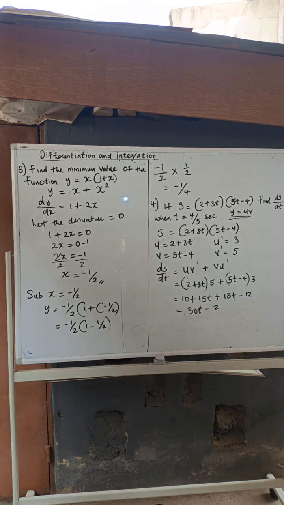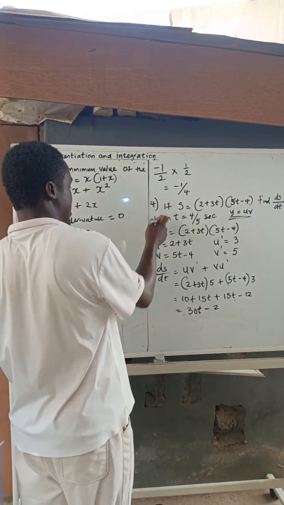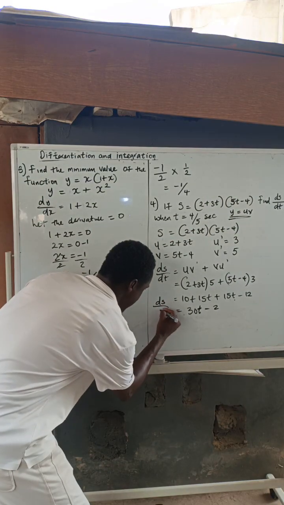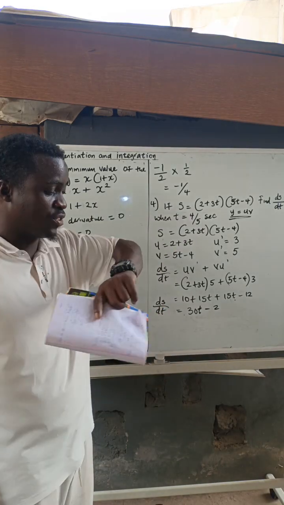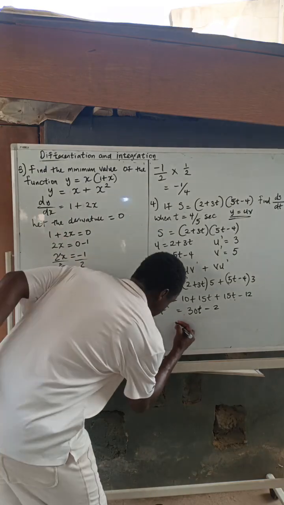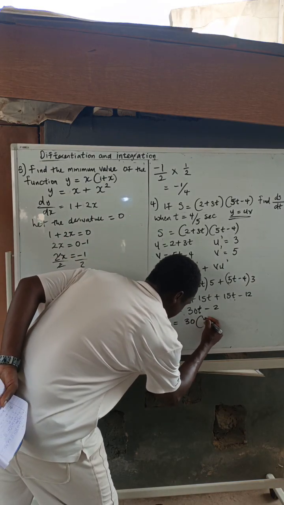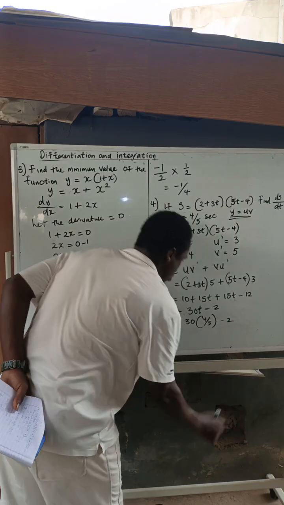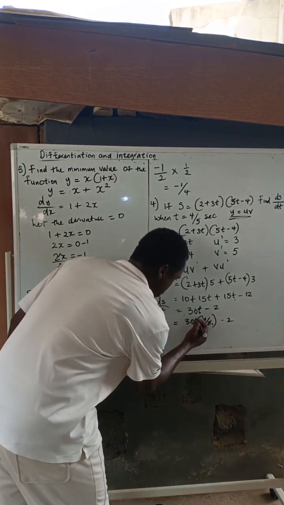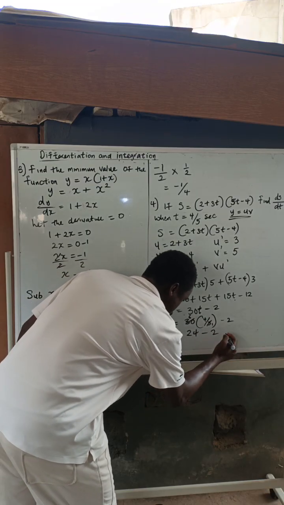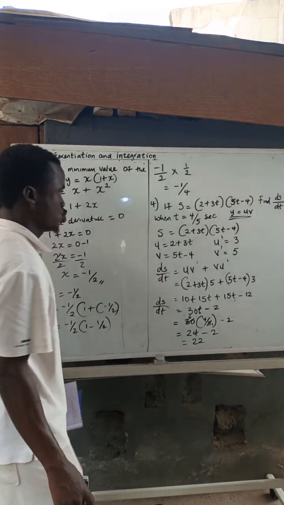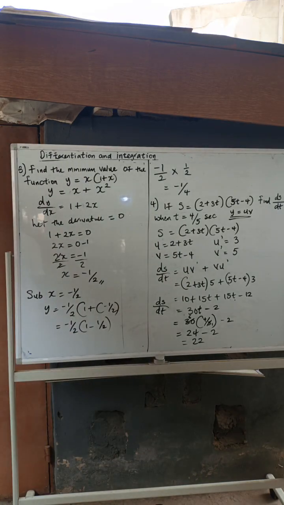But we are not done, because the question says that we should find our ds dt. This is our ds dt, but the question is not asking us to stop here. It's asking us to stop when our t is 4 over 5 seconds. So I'm going to put it there by saying 30 open bracket 4 over 5 minus 2. So 5 here 1, 5 here 6. 6 times 4, that is 24 minus 2. And that is 22. So our ds dt is 22.